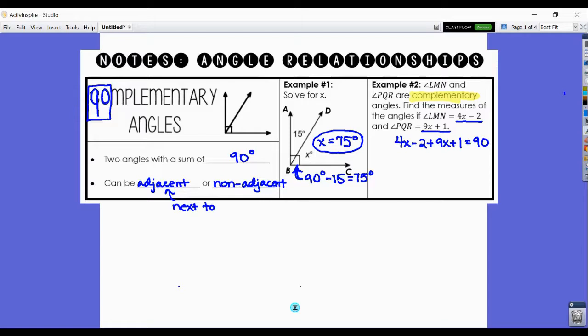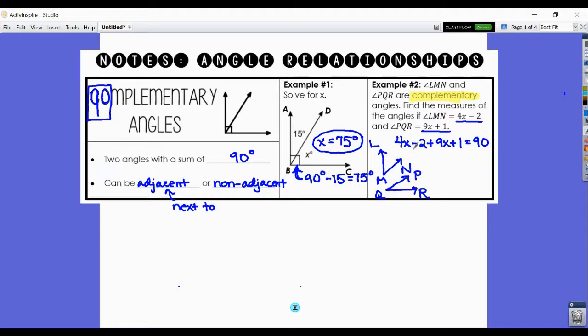And just to show you, these would be two complementary angles that are not together. So we have LMN and we have PQR. They would add up to 90, but they would not be adjacent. They do not have the same letters, that shared ray in between them. So we go ahead and solve this equation.